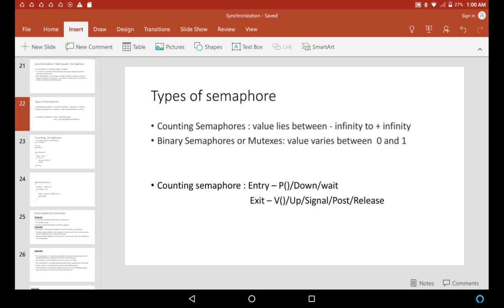So basically there are two types of semaphores, counting semaphore and binary semaphore, based on what type of value this integer variable is handling. The first type is counting semaphores, in which the integer value varies from minus infinity to plus infinity. Binary semaphores, which are also called mutexes, carry the value either 0 or 1. So we'll start with counting semaphore.